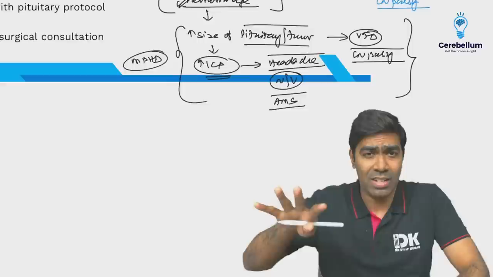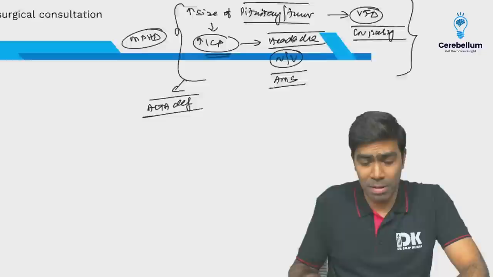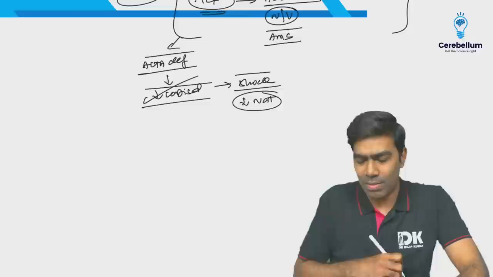I might have gonadal dysfunction. That is going to be a long-term problem. That also is not going to bother me. But what is going to bother me is the ACTH loss, the ACTH deficiency, because this is a life-saving hormone. This is going to reduce the cortisol output from the adrenal gland, and that is going to result in shock and hyponatremia. Shock and hyponatremia, right? That's going to result in shock and hyponatremia because this is a life-saving hormone.